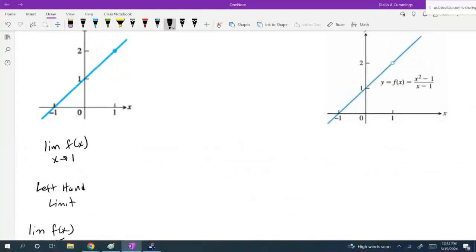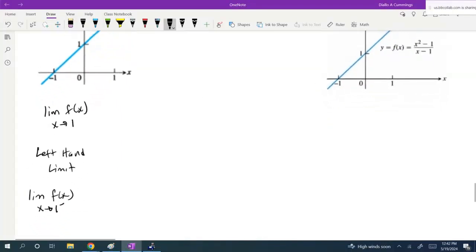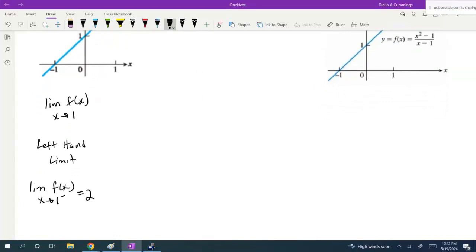So let's approach 1 from the left, and as we approach 1 from the left, notice that our limit is 2. So the left-hand limit is 2. Now let's find the right-hand limit.